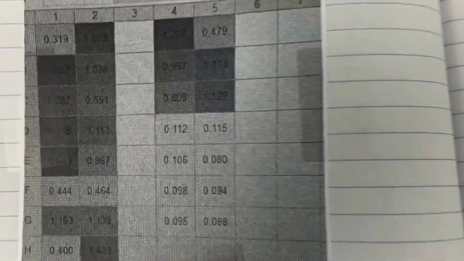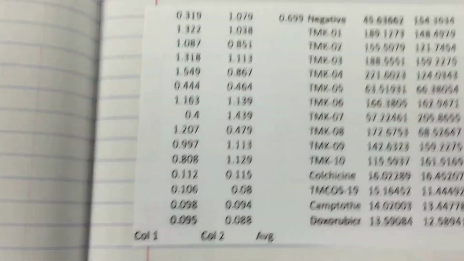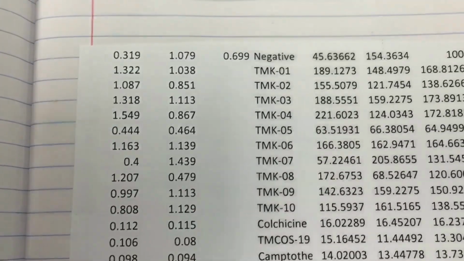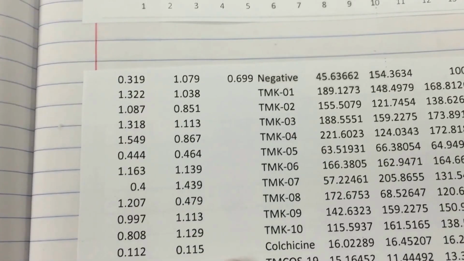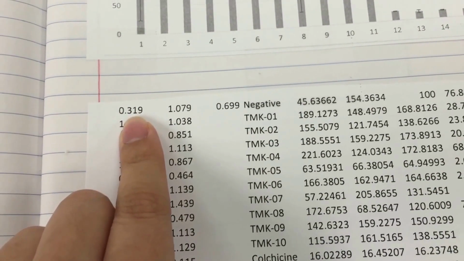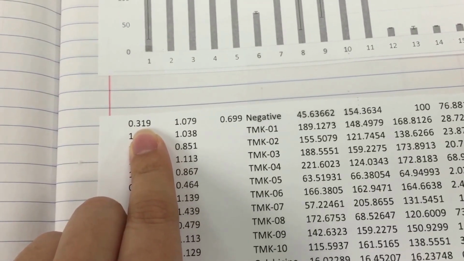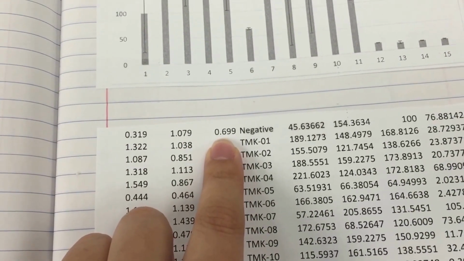And this is our previous data from our past experiments. And you get the absorbance values. And then you would take those values and you would plot them into Excel. And these are the values that we got. And then first, you would have to average the absorbance for the negative control. And the average was 0.699.